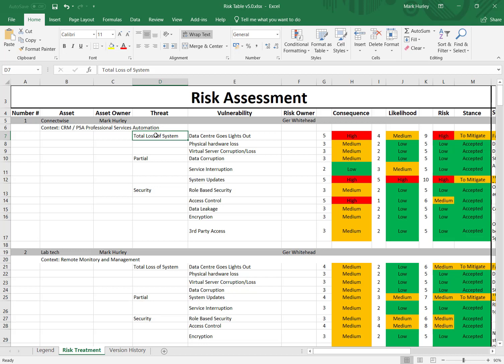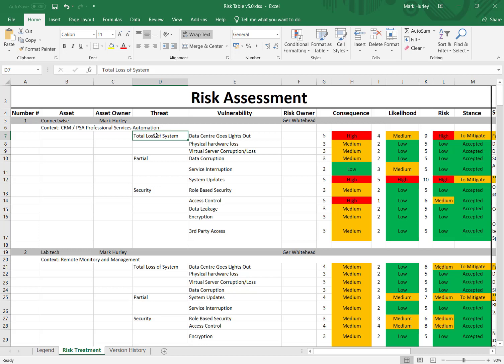We try to look at it from a CIA model, which is confidentiality, integrity, and availability. So we're looking at confidentiality there. If someone gains access through access control, it'll be a high consequence. It's highly unlikely because we have multi-factor authentication on it. And we look at integrity. So then we're looking at data corruption. Again, that would be a medium consequence for us because we have backups in place, so we can just roll back. And then we look at availability.